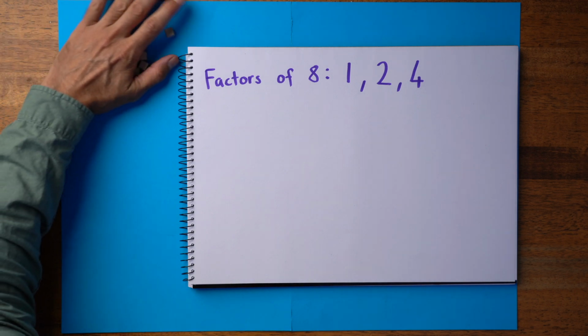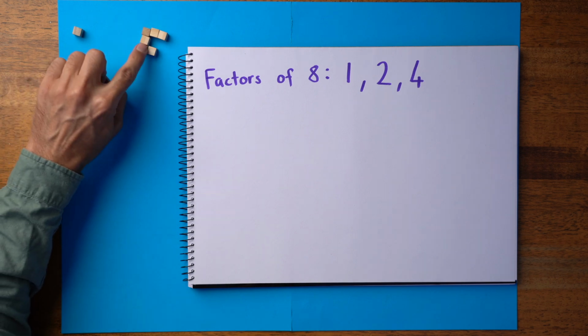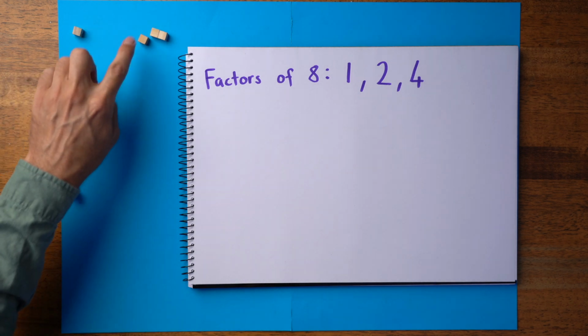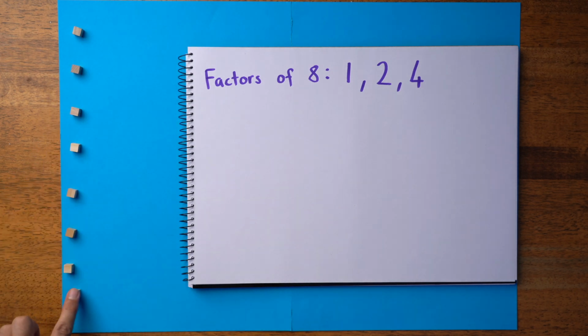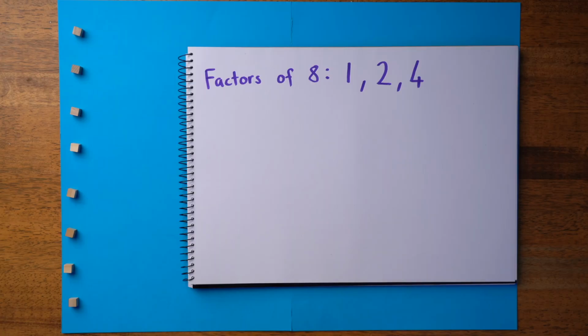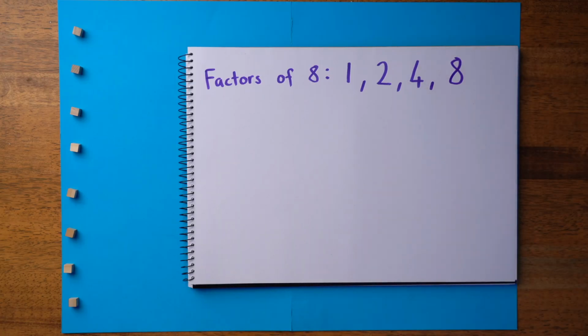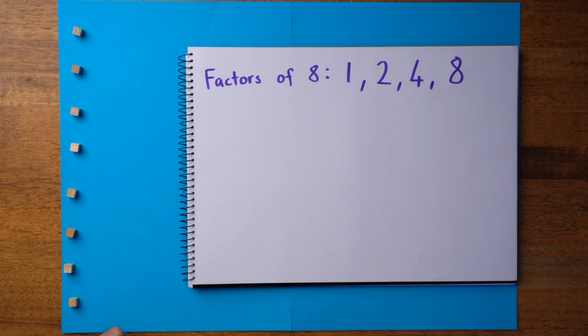And the last one is 8. 2, 3, 4, 5, 6, 7, 8. Yes, we can share 8 into equal groups of 8. 8 is also a factor. And that's all the factors of 8. We have 1, 2, 4, and 8. Let's have a look at another number.